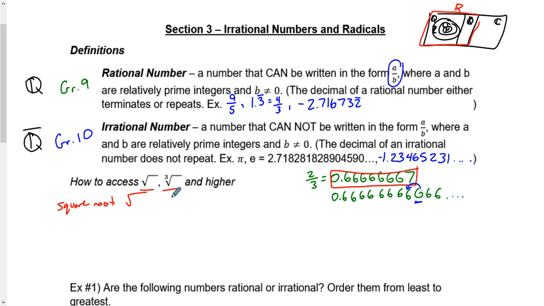In order to access your square root, most calculators access it through a secondary function, which means that you do have to press second first on the Texas Instruments. You have to press second x squared, because what that will do is it will access that square root button.